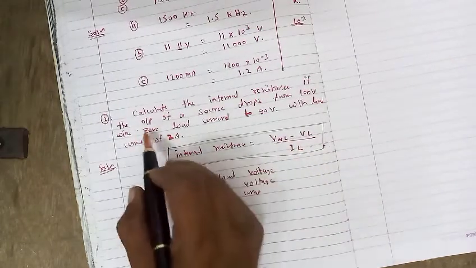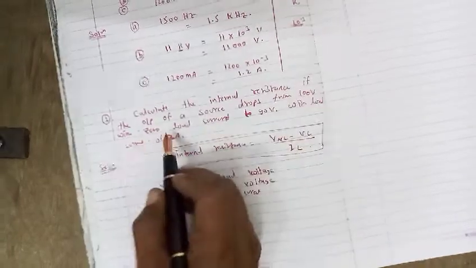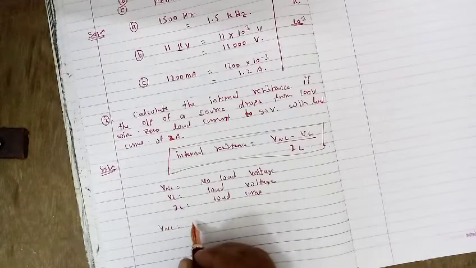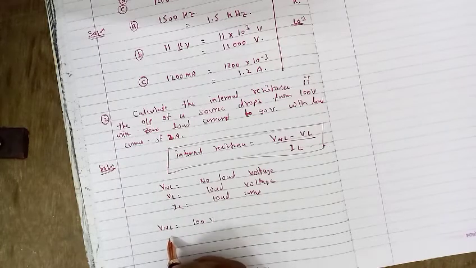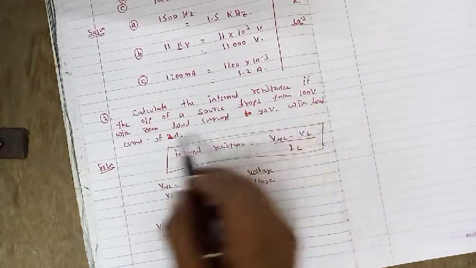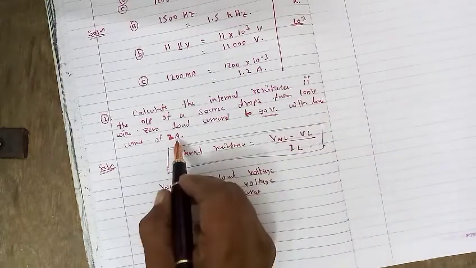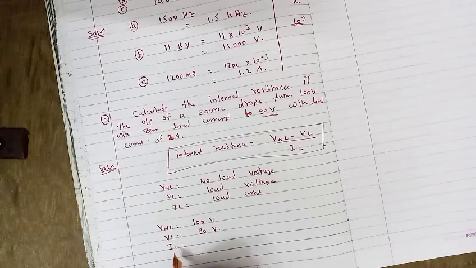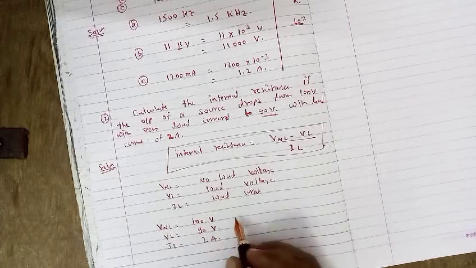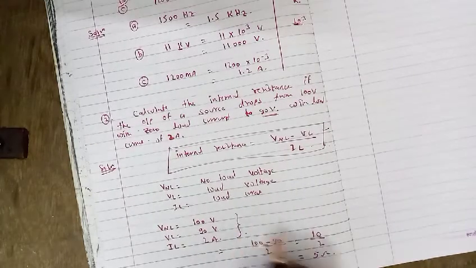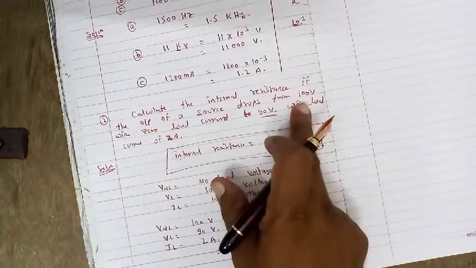Now the output of the source drops from 100 volt with zero load current to 90 volt. So VNL is equal to 100 volt. VL is 90 volt, and the load current IL is equal to 2 ampere. Putting these three values in the equation, we get 100 minus 90 divided by 2, which means 10 upon 2 is equal to 5 ohms. This is the internal resistance of the circuit.